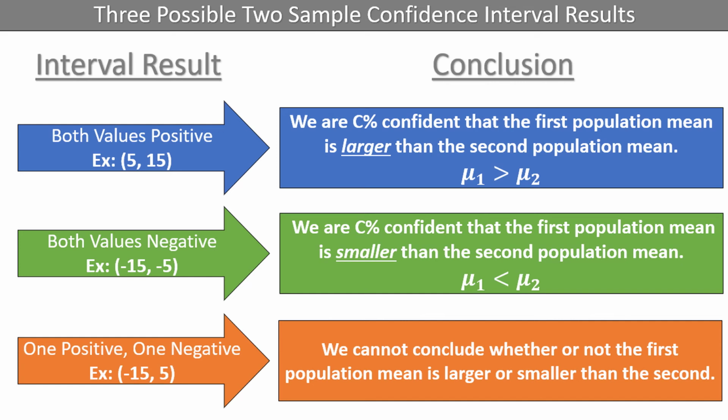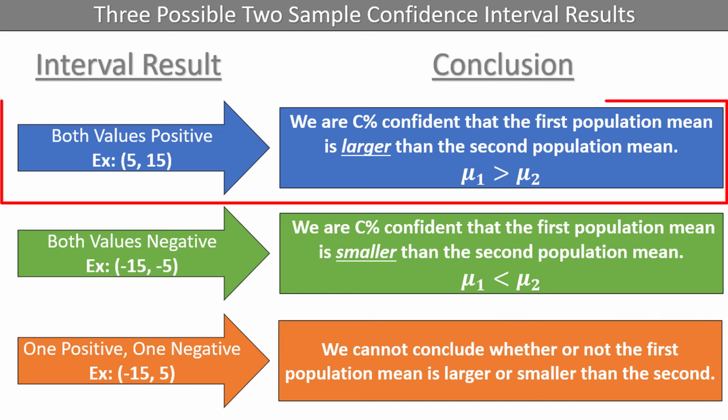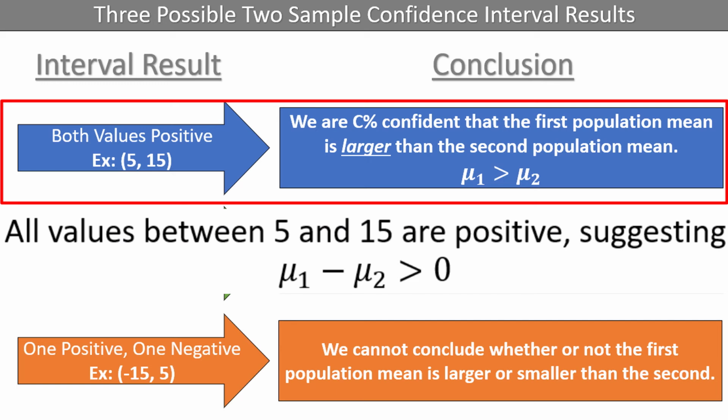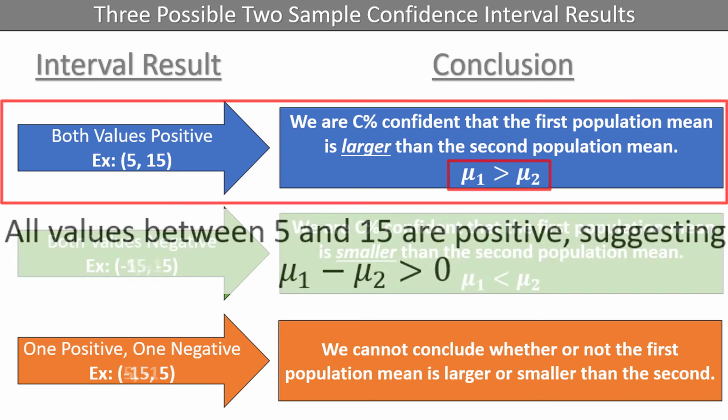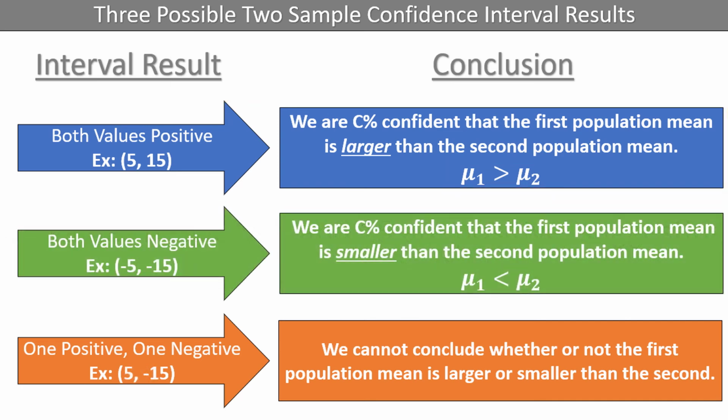Stopping to think about these rules, they should make logical sense. Take the first example. If the difference in sample means produces a confidence interval with two positive numbers, such as between 5 and 15, every single value in that interval is positive, suggesting mu1 minus mu2 is greater than 0 in all cases. The only way for mu1 minus mu2 to be positive or greater than 0 is if mu1 is greater than mu2. Thus the conclusion holds. The same kind of logic can be applied to the two other rules. Only when the number 0 is contained in the interval, such as in case 3, can we not conclude whether or not the first mean is greater or less than the second mean.